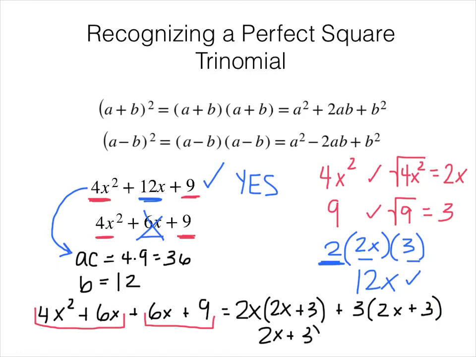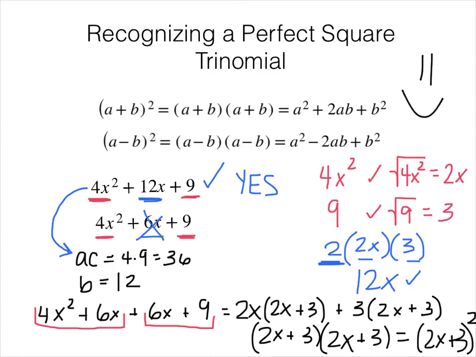Now look, 2x times 2x plus 3 plus 3 times 2x plus 3 is the same as 2x plus 3 times 2x plus 3. And we can even write that in the most simple way possible, 2x plus 3, the quantity, squared, right there in the corner of the video. And that's all she wrote, folks.